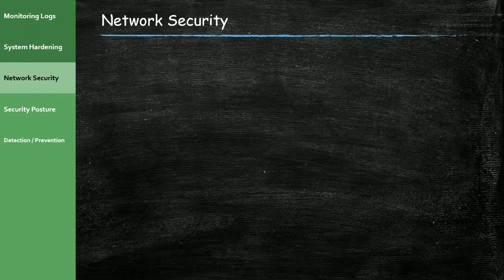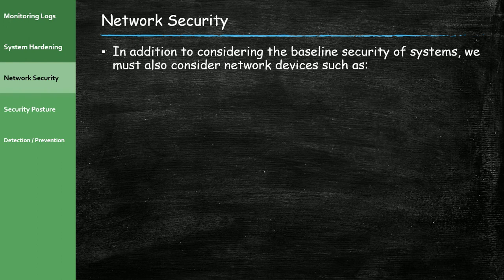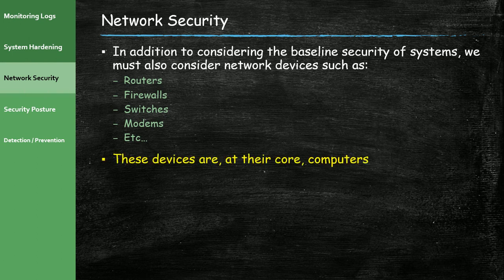So next we talk about network security. So we talked about hardening systems. Now how do we harden our networks? So in addition to considering the baseline security of systems, we might also consider network devices such as routers, firewalls, switches, modems, et cetera, et cetera. So all these different types of devices, and really when you think about it, all of these devices are really just computers. So at their core, these devices are really computers.